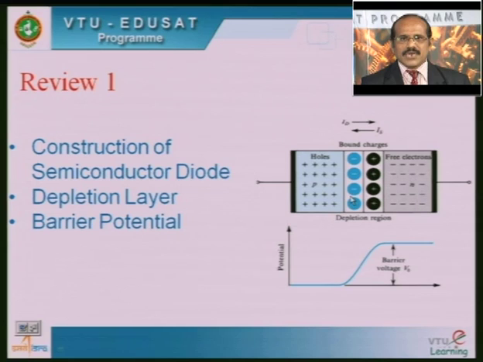So you can see here on the left side the negative ions, and on the other side the positive ions. Because of this layer, there exists a barrier potential. It is also called the barrier voltage. The existence of the barrier voltage will not allow the free movement of the charge carriers.